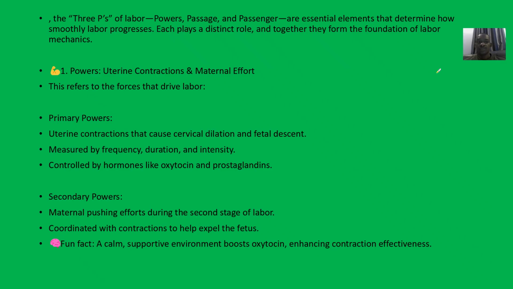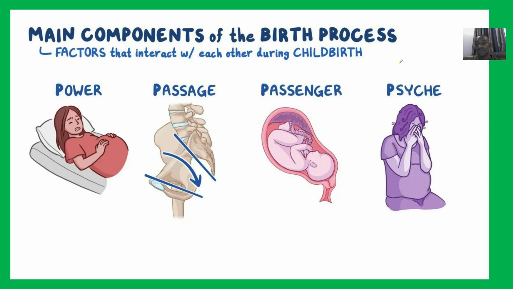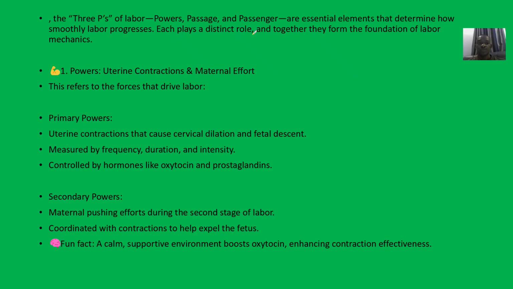Most people usually leave out the psyche aspect, but the psyche aspect is also a thing there. These are the components of the birth process. So you can say 3P's or 4P's. They are essential elements that determine how labor should go on smoothly.